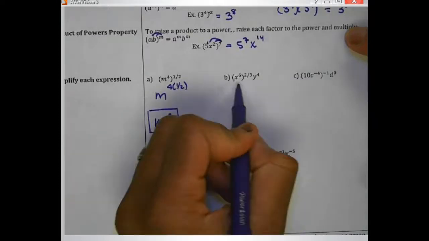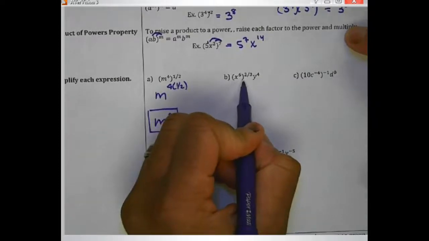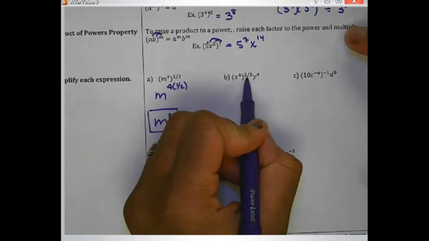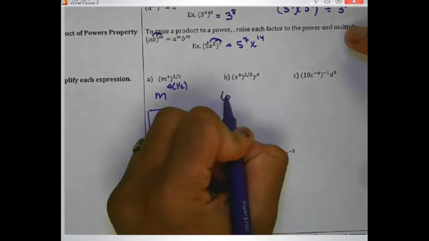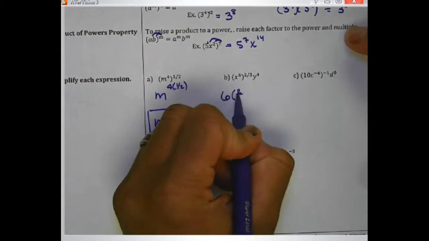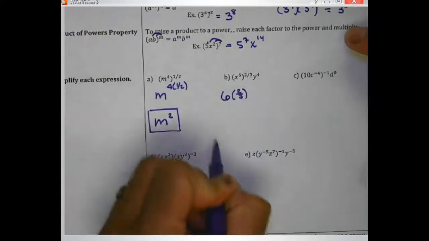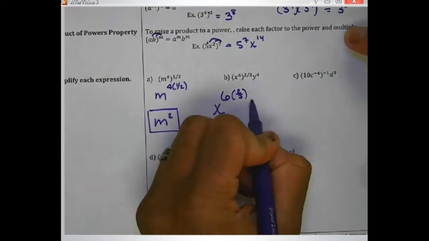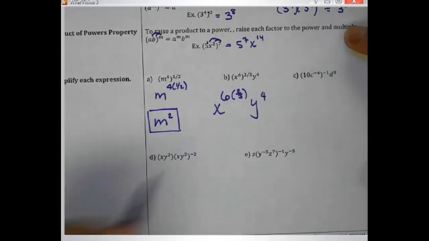All right, let's try B. I have x to the 6th raised to the 2/3 power. So this is 6 times 2/3. I didn't mean to make that incredibly big, but I'm going to put the x there and pretend like I did it on purpose, and then raise that to the 4th.